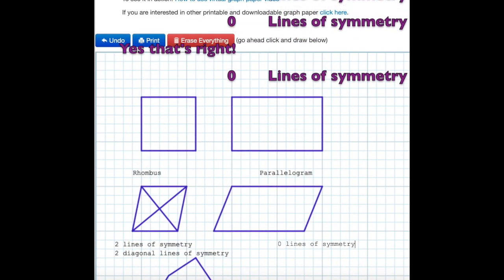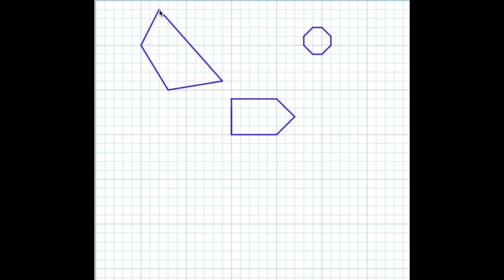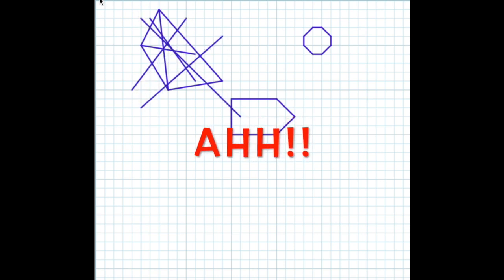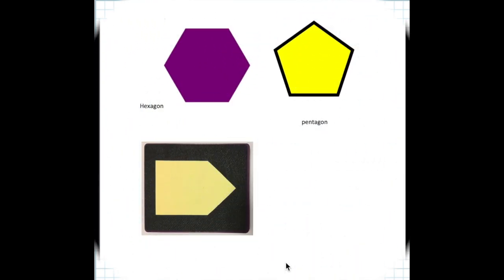Now we're going to come to our last one. Look at our quadrilateral. And we're going to see what happens if I come on over here and I make a line. Uh-oh, that is definitely not going to match. What about here? Nope. What about here? What about here? What about here? No. So there are 0 lines of symmetry.